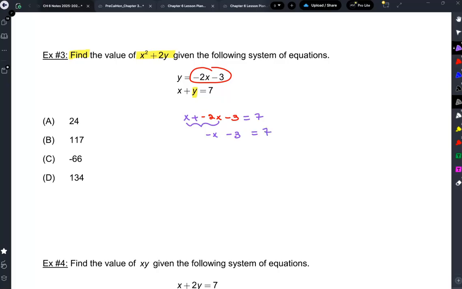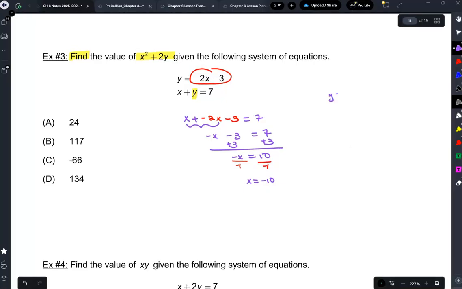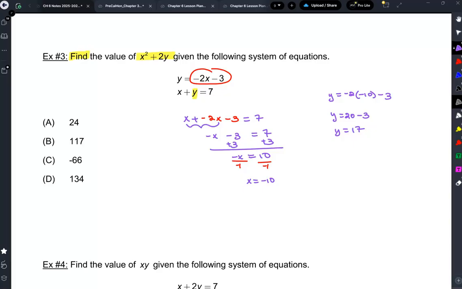What am I going to do now? Add 3. Negative x equals 10. Divide. x is negative 10. So then, what's y? y is negative 2 times negative 10 minus 3. y is 20 minus 3, 17.